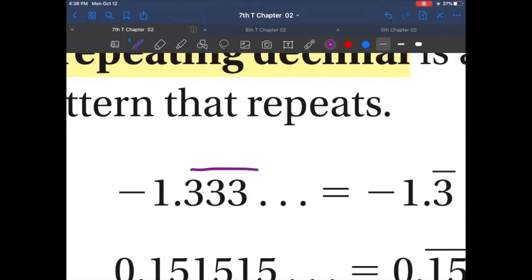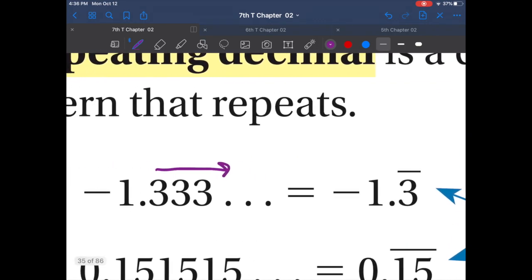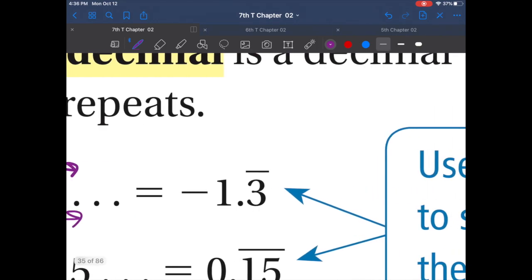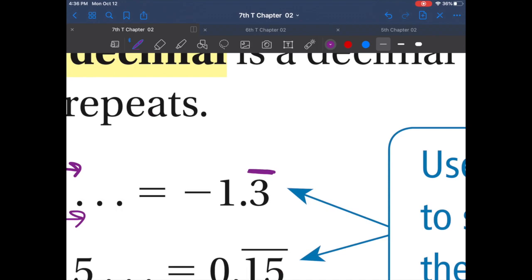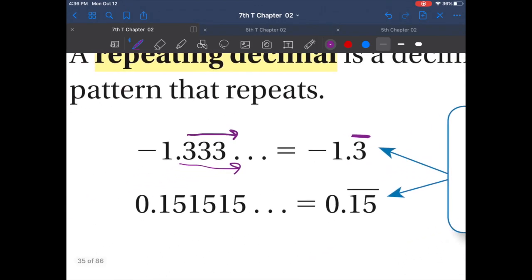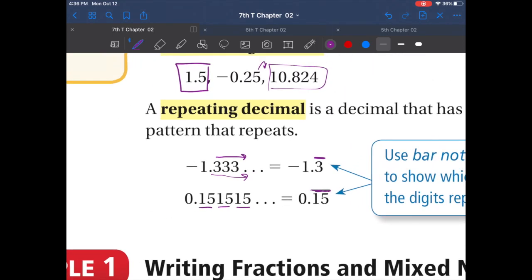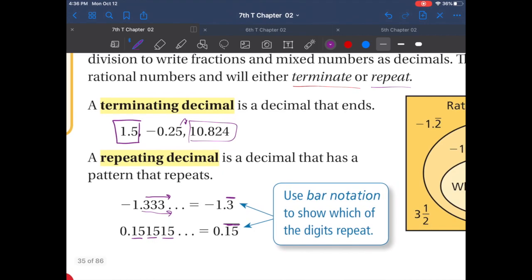Repeating decimals. What does that mean? That means it goes on forever. It doesn't stop. One way we can tell that it's a repeating decimal, it either continues on or we have this line right on top of it. That is a repeating decimal, right? 15, 15, 15. So you'd put a line over the 15. That would be a repeating decimal, okay?